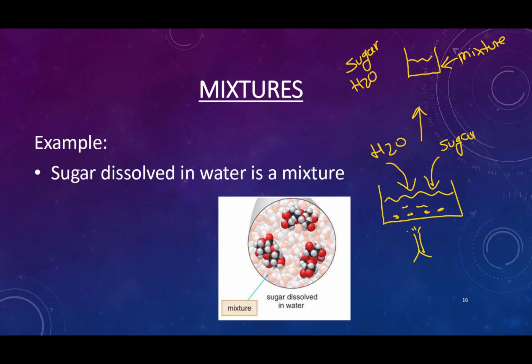Your mixture has two different compositions. It has solid sugar, which is a solid particle, and it has water. Water is in a liquid state. Sugar is in a solid state. Then once it's heated up, you make your sugary water.